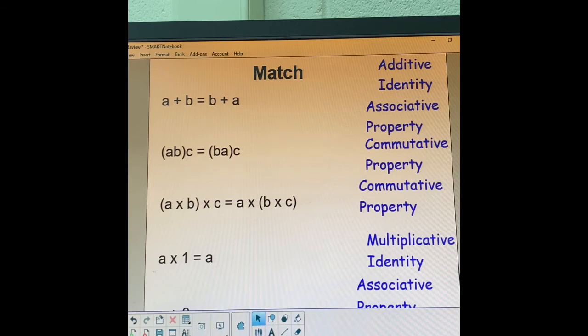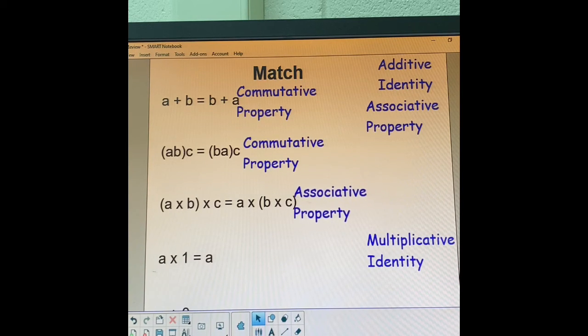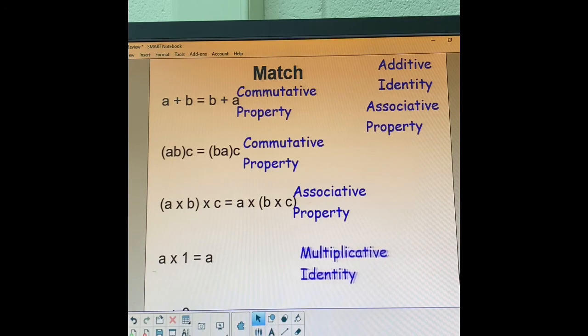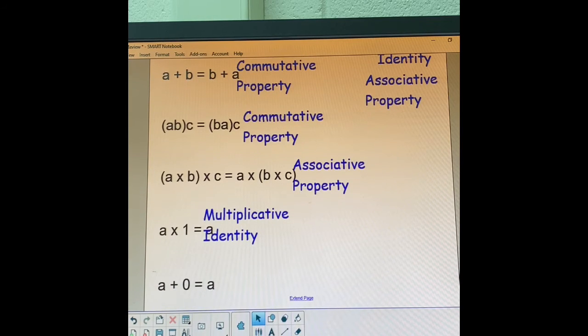Let's check out the properties. The first one is commutative property of addition, and the second one is commutative property of multiplication. The third one is the associative property of multiplication. Take a look at the difference between the second and third one. And then we have the multiplicative identity and the additive identity.